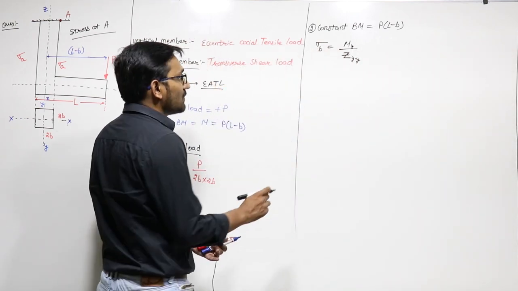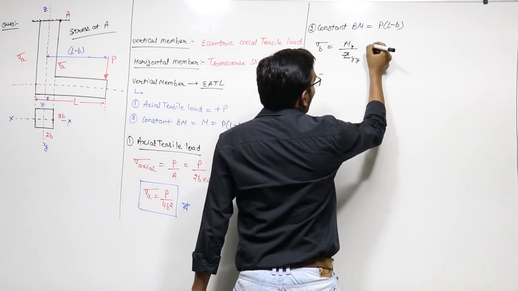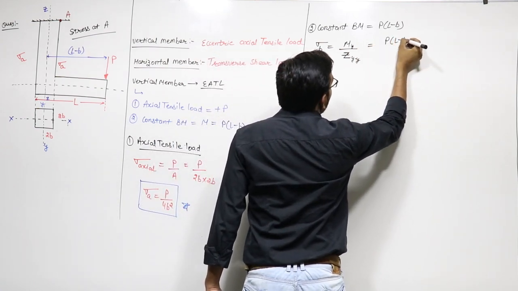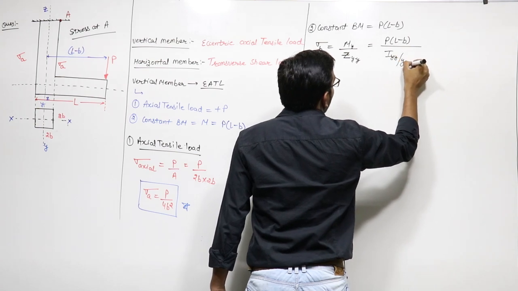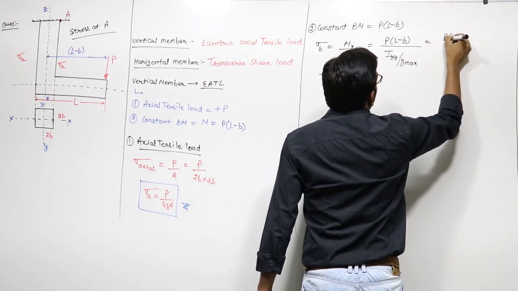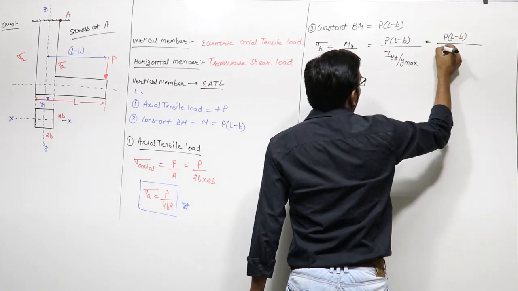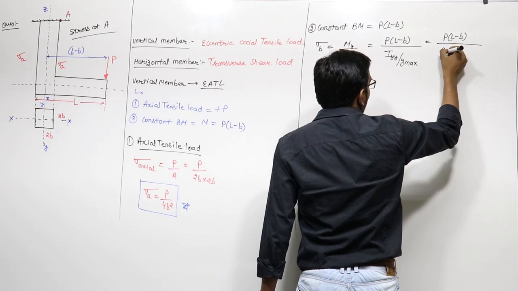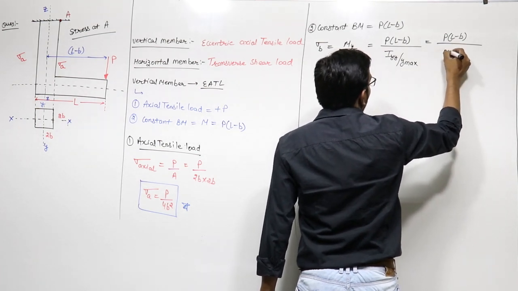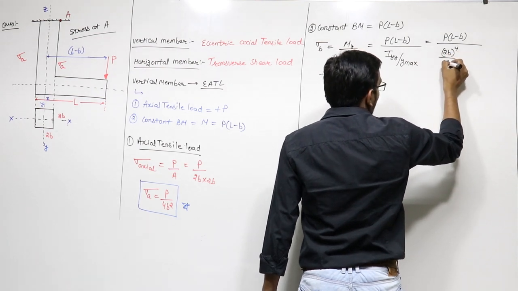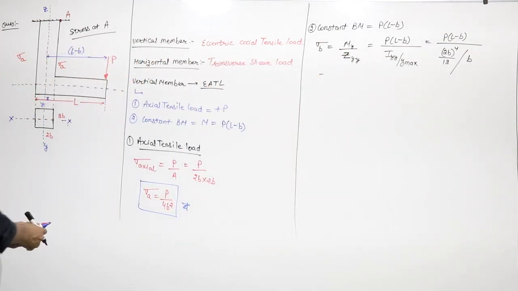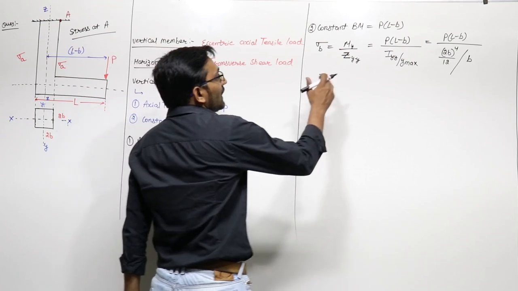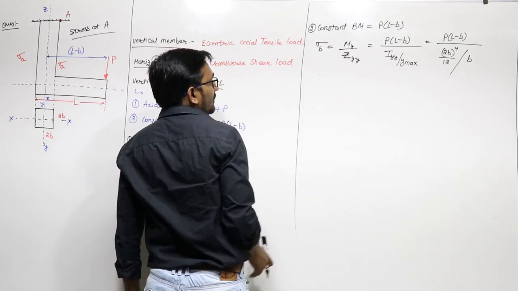So I can write here, this will be equal to, what is the bending moment? P into L minus B divided by moment of inertia about y axis upon y max. This is equal to P into L minus B. Moment of inertia about y axis is 2b raised to power 4 upon 12, you know this, divided by y max, which will be 2b by 2, that is b. So it will give you the sigma b. This is the bending stress you will get.